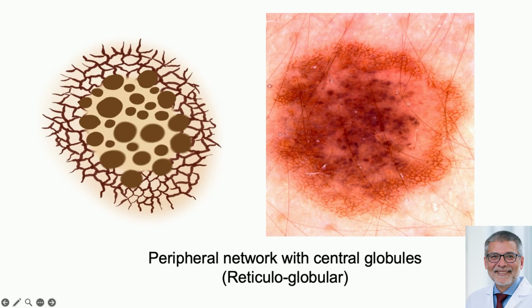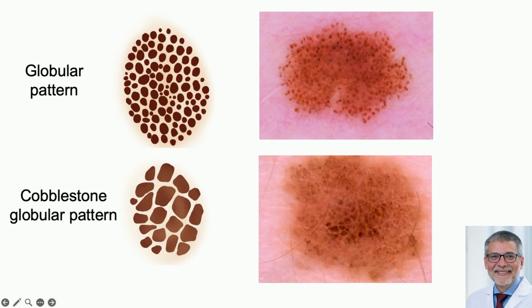So here is the peripheral network pattern with central globules, a benign pattern. Then you have the globular pattern made out of round to oval globules throughout the entire lesion. And then you have ones where the globules are a little bit larger, creating this cobblestone-like pattern.